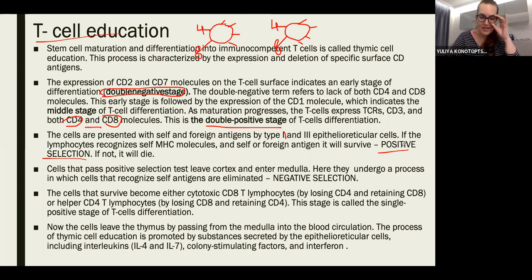Once the cells that have passed positive selection leave the cortex, they enter the medulla, and they begin another stage, which is called negative selection. And what happens in negative selection? You do not have type 2 or 3 epithelial reticular cells there, because this is the medulla, right? It's an already different area. This is the medulla. Which cells are here?